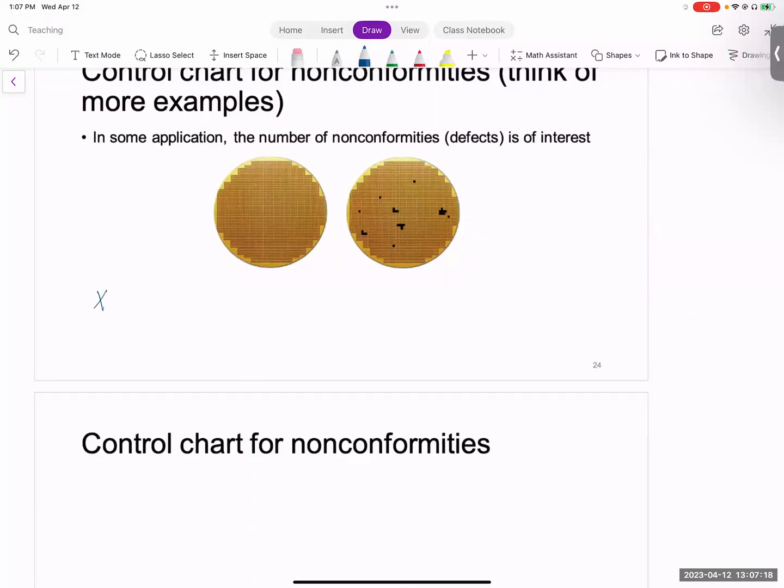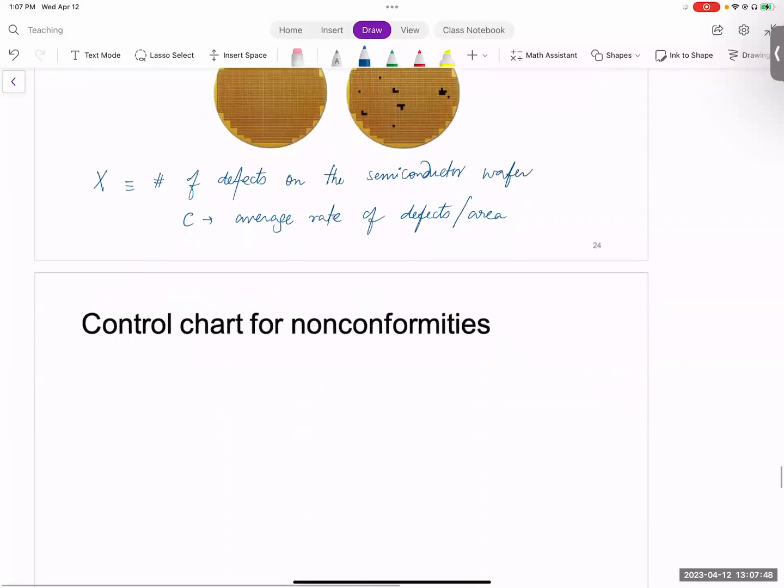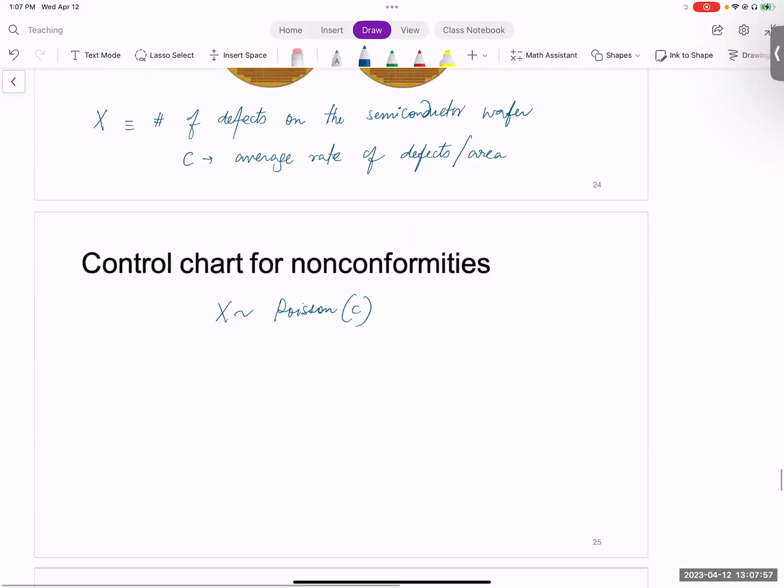So let's say I define X as the number of defects on the semiconductor wafer, and let's say C is the average rate of defects or non-conformities per unit area. Then you can see here that X essentially follows a Poisson distribution with parameter C, right? And now this makes it much easier.